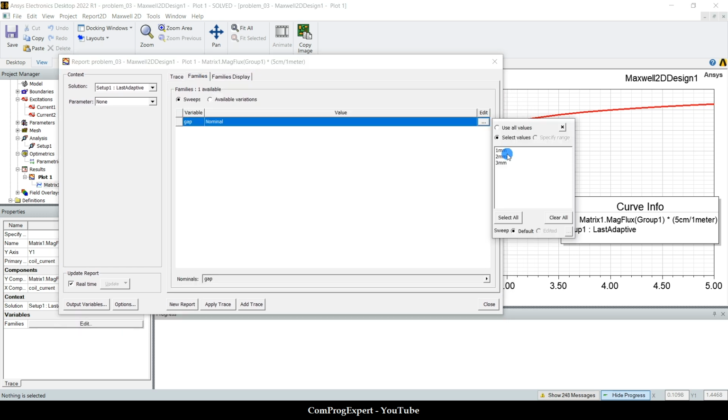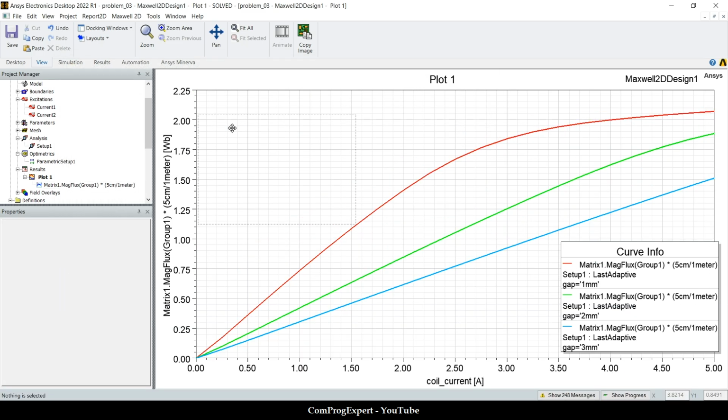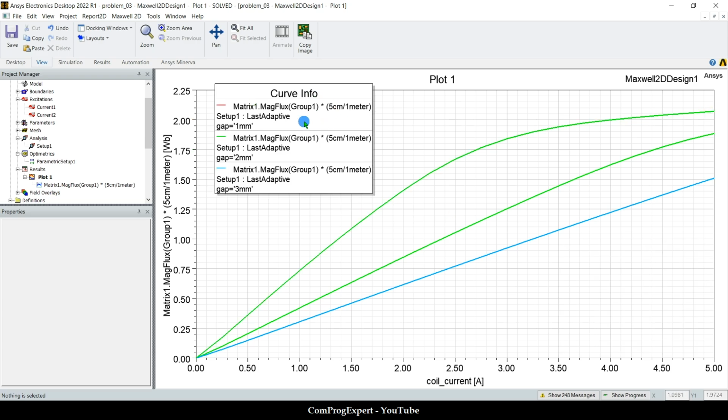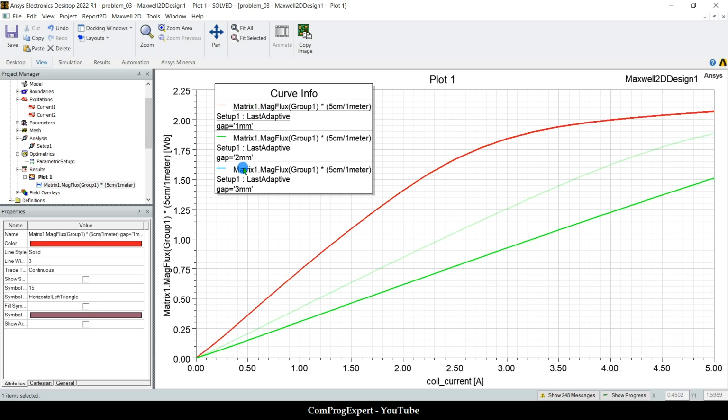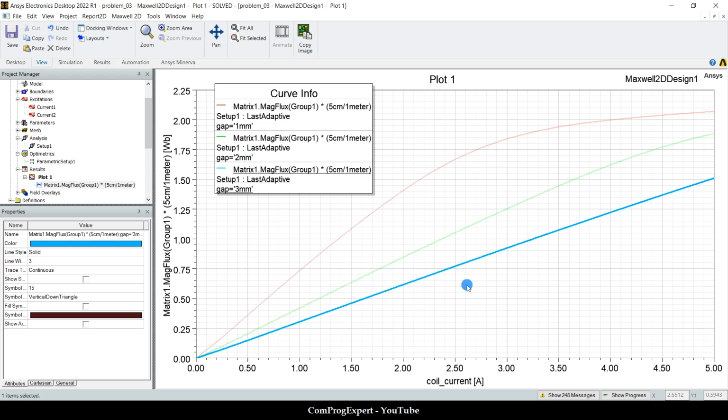Now let's modify this plot. I want to generate the plot for all air gaps. Select all, apply, trace. Perfect. As you can see, here the red one is when the air gap is 1 millimeter. This is when the air gap is 2, 3. Yes. So as long as we increase the air gap, this becomes a line.